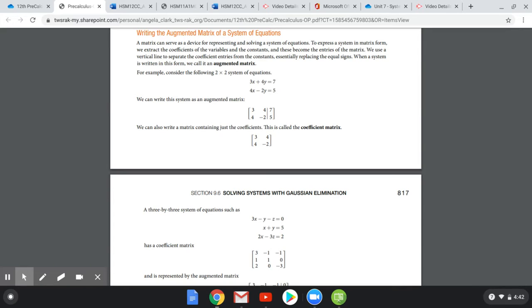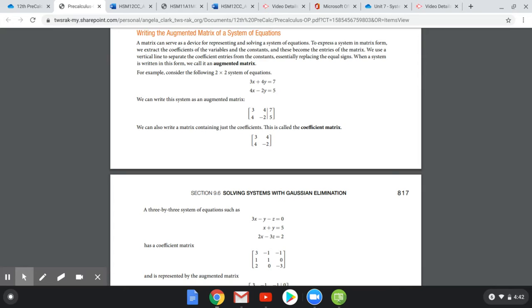Hello, welcome to 9.6, using matrices to solve systems of equations. The first thing I want to talk about is an augmented matrix for a system of equations. So augmented matrix in general just means I take a matrix and I make it bigger. That's the basic idea behind that terminology.